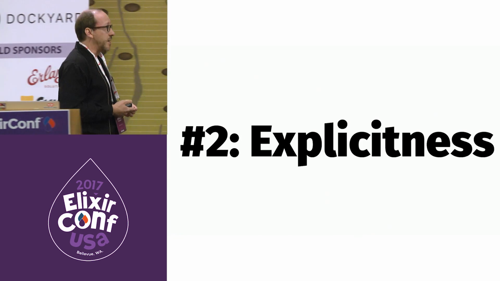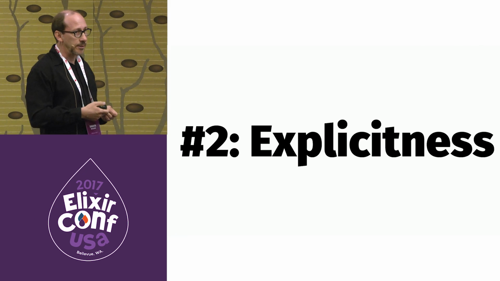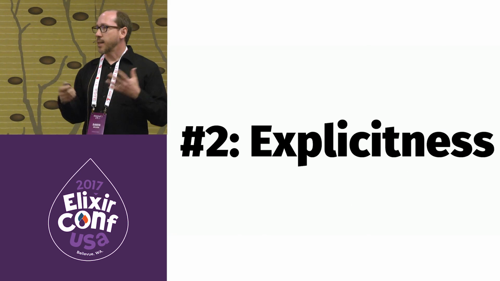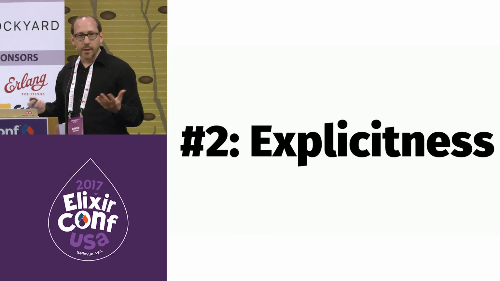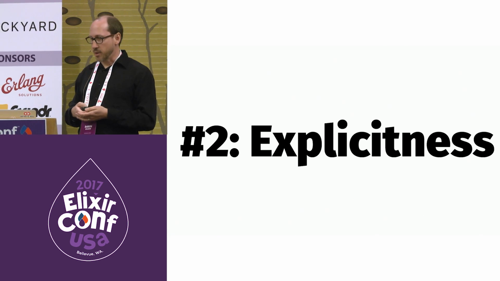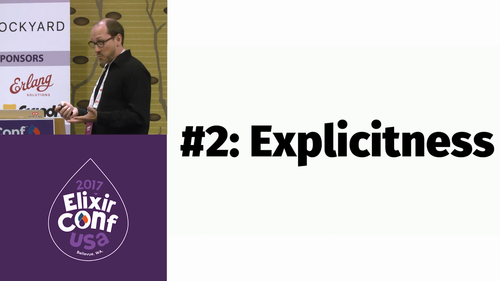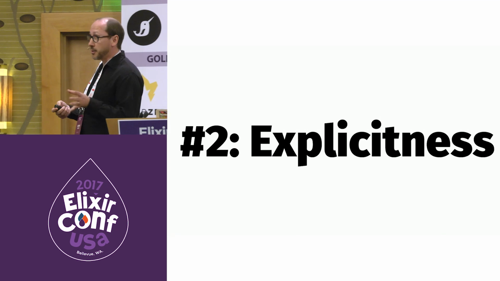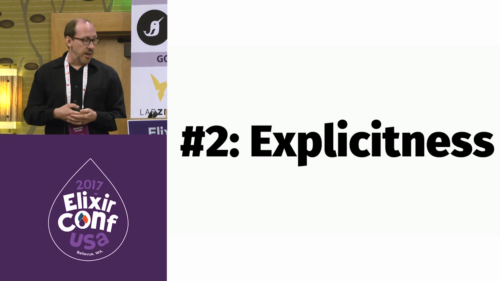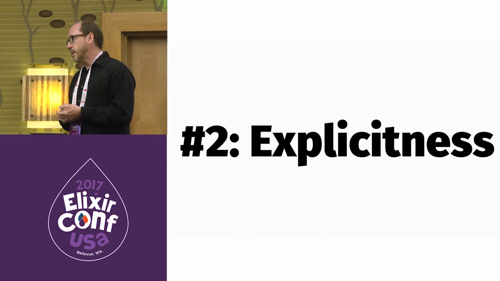That brings us to big idea number two: explicitness. So just like the Elixir language itself, Ecto favors explicitness and likes explicit behavior over implicit. As a general rule, Ecto does not make a lot of decisions on your behalf. That's not a strict rule, just a general rule. But for the most part, it wants you to spell things out for it.